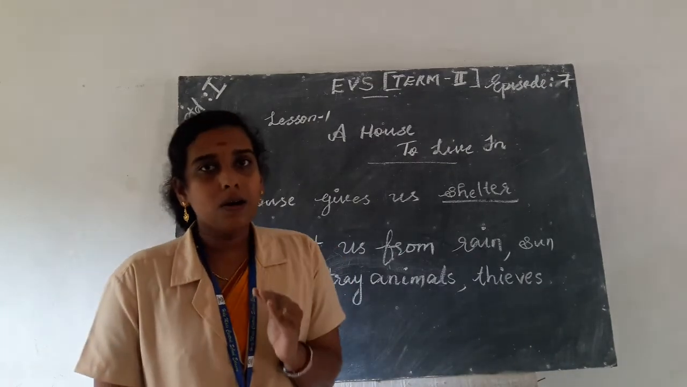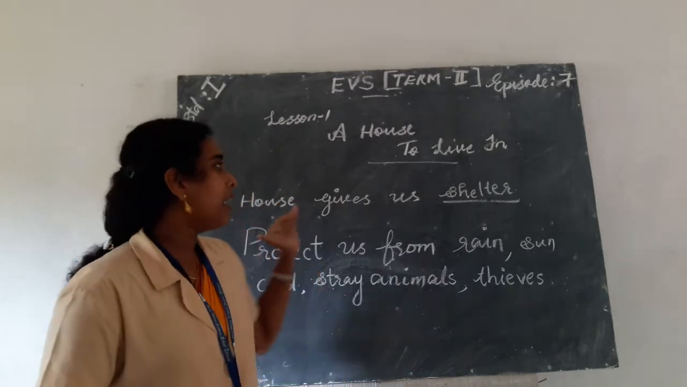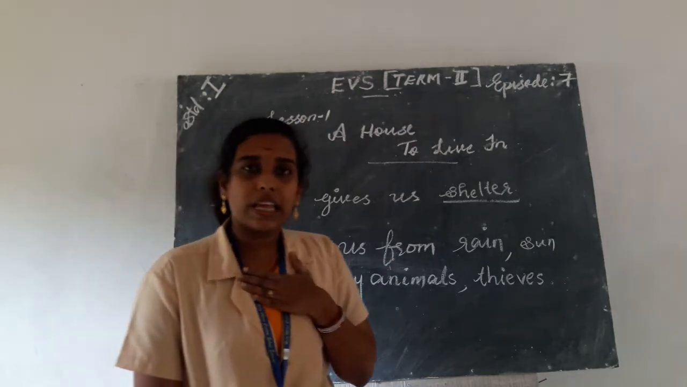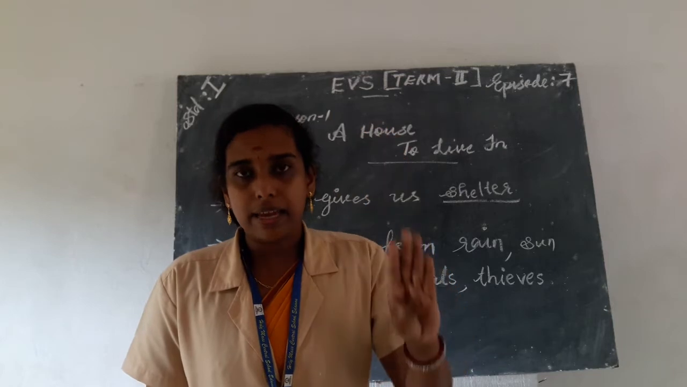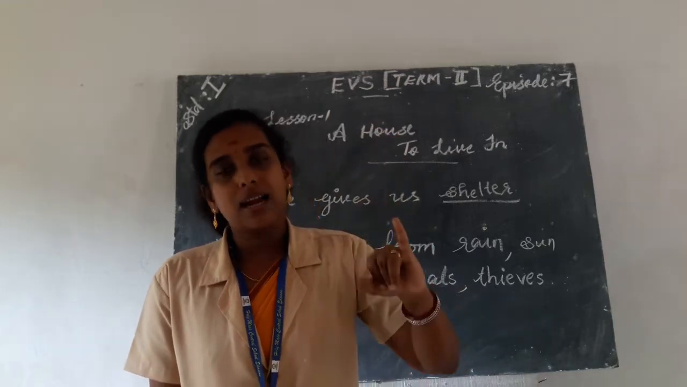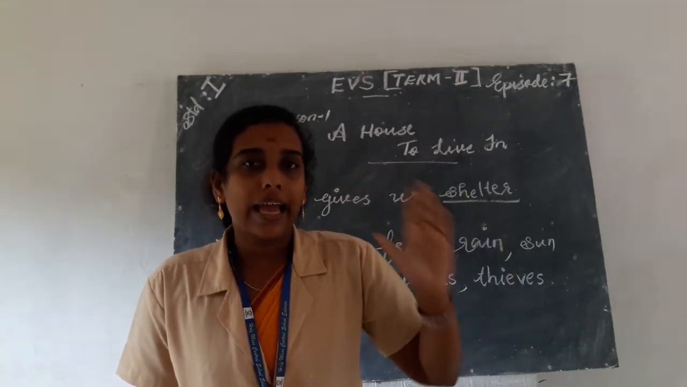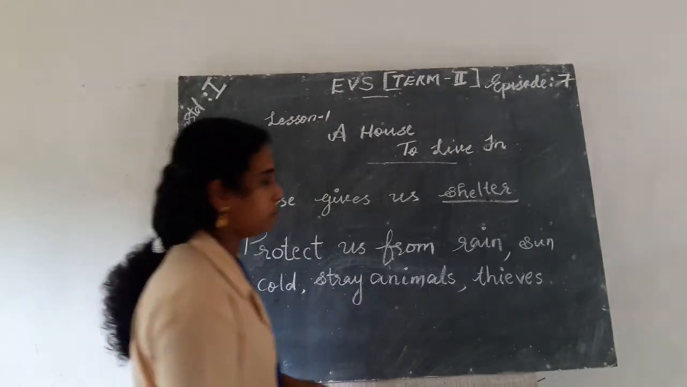So, we all are living in a house with our parents, and our house gives us shelter, and it also protects us from sun, rain, cold, stray animals, and thieves. So these are the importance of a house.